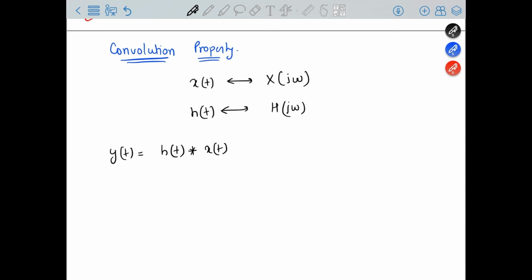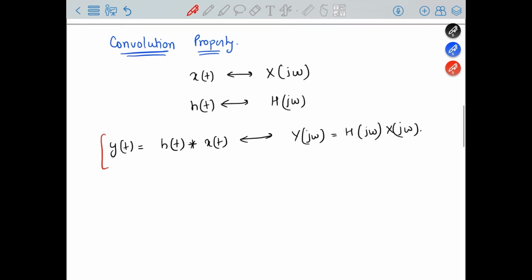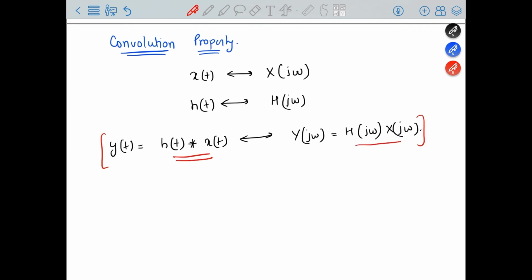We have seen why this is a convolution in our previous video, and the output Fourier transform can be given by H of j omega times X of j omega. So this is the property of convolution. Basically, convolution in the time domain is equivalent to multiplication in the frequency domain. So this is convolution here, and here we are getting the multiplication.